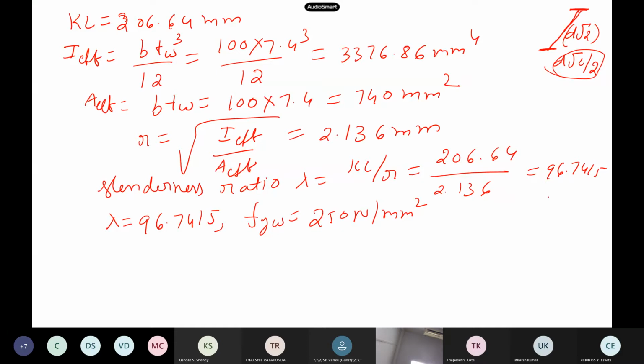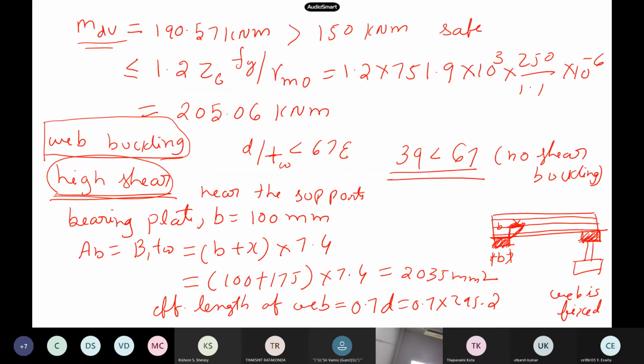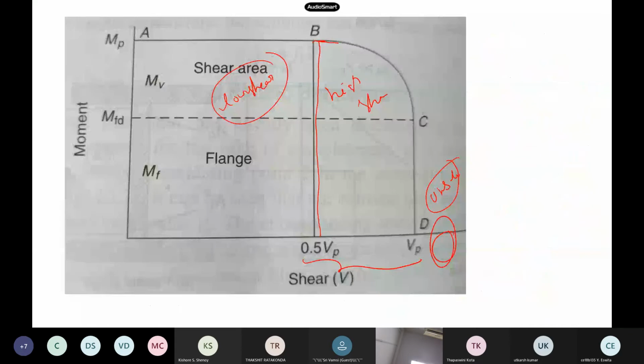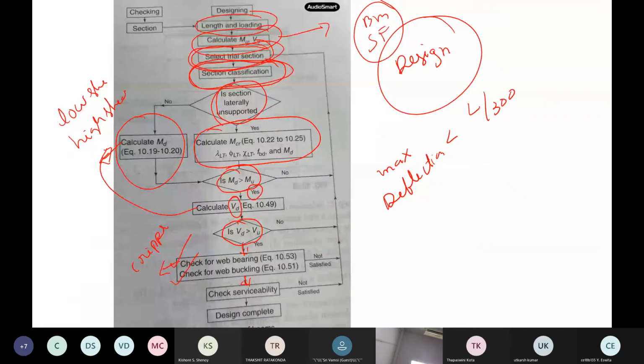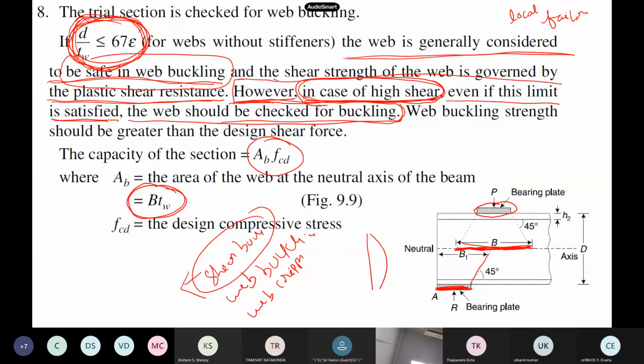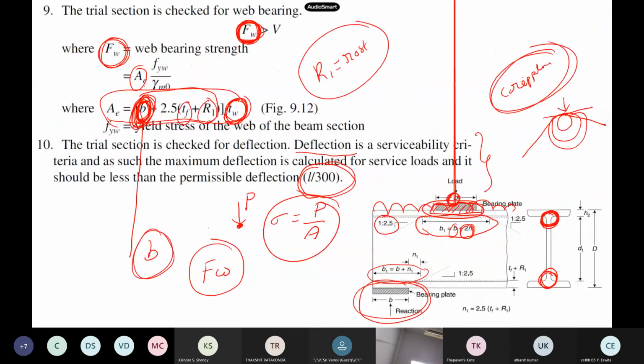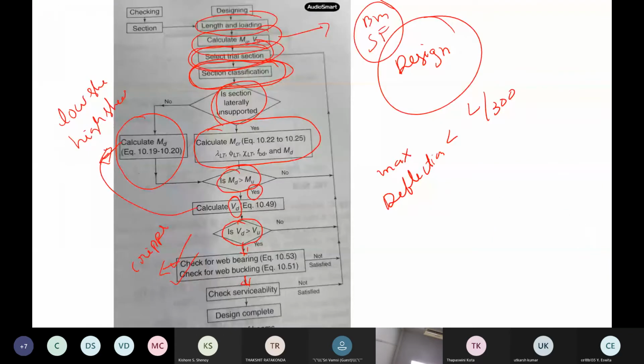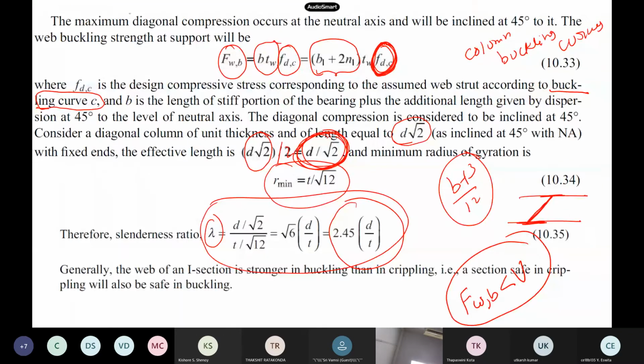So now we have to go for the column curves. Which curve do we have to use for this web buckling? We remember, we have already told you, right? Where is it? So now plastic, this one. Where we have mentioned this previously, we have written, right? I think on the previous slide. So which buckling curve do we have to use?